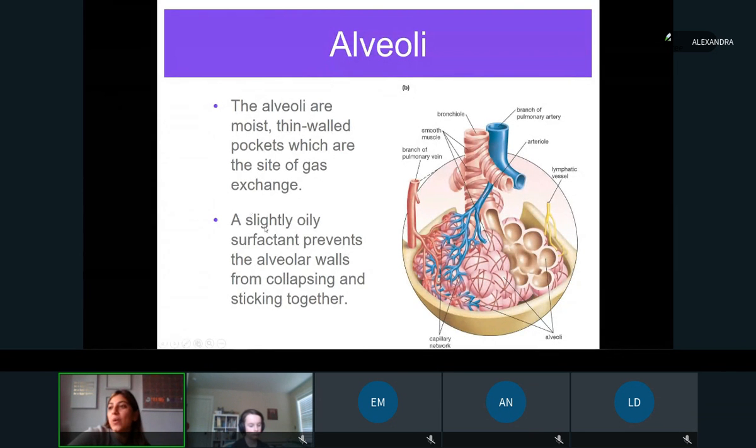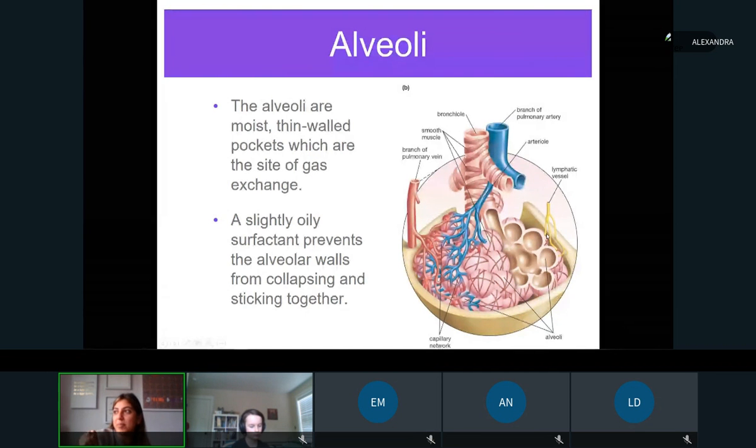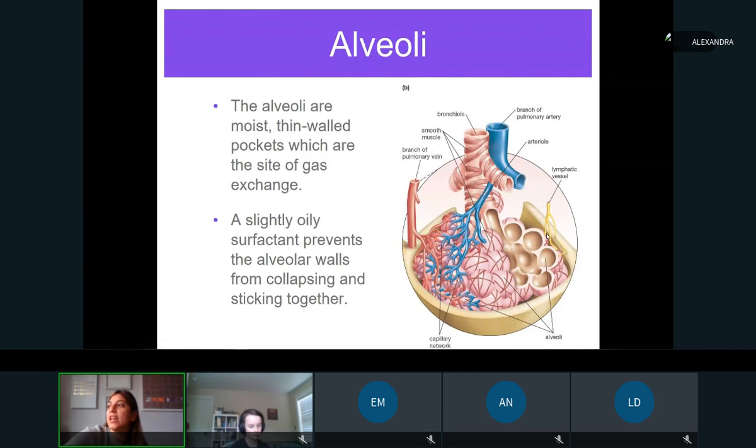It's slightly oily. Surfactant prevents the alveolar walls from collapsing and sticking together. So there's this little bit of oil that surrounds the membrane, so it keeps it from sticking and collapsing and not being able to open as it should. Now, you don't have to write all of this down, but I'm going to walk us through. So we have the arteriole, right? And this arteriole is the branch of the pulmonary artery.